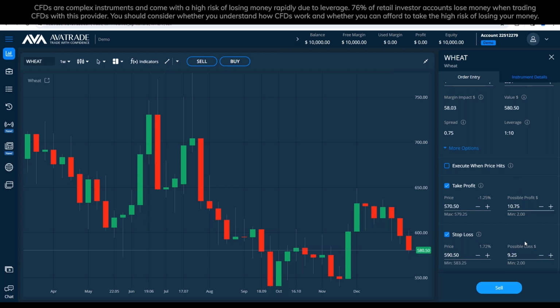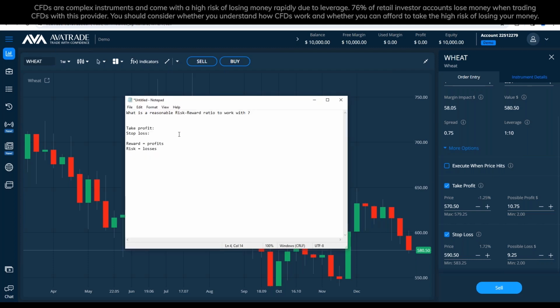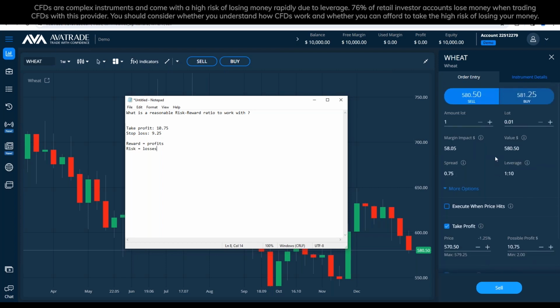Okay, what is this ratio here? Let's jot it down, just to understand. So take profit 1075, stop loss 925. I'll be honest and say that this should be exact, but there is something called spread, which is a tiny commission that we're taking in each and every position, basically the tiny difference between the bid and the ask, or the buy and the sell. Now this comparison is a 1-to-1 ratio.